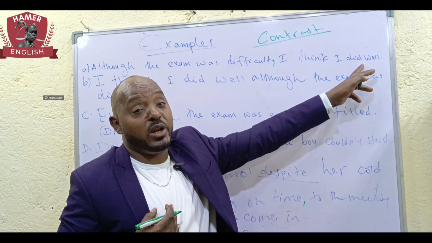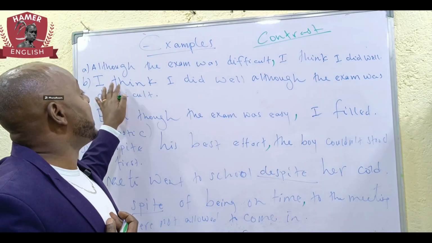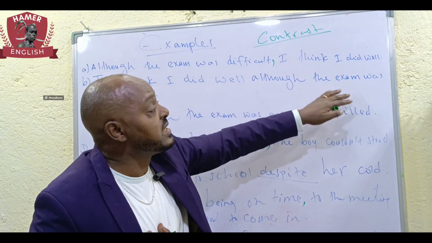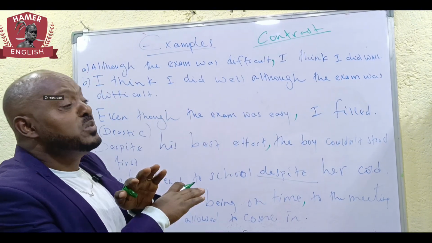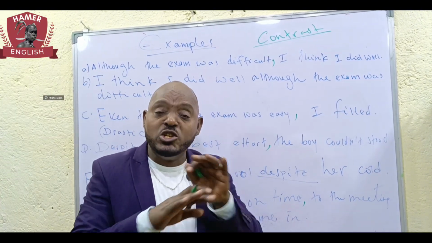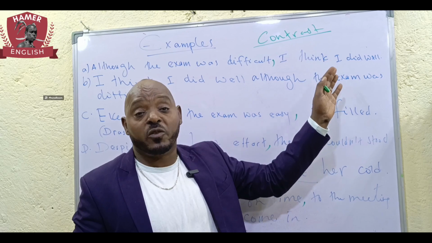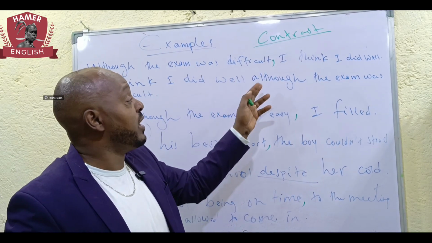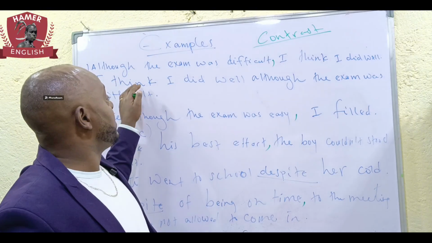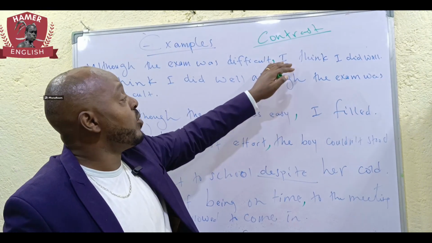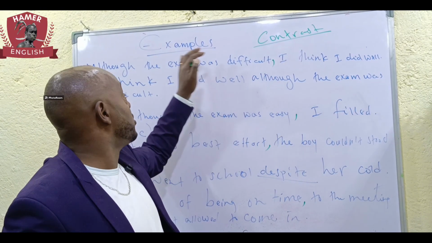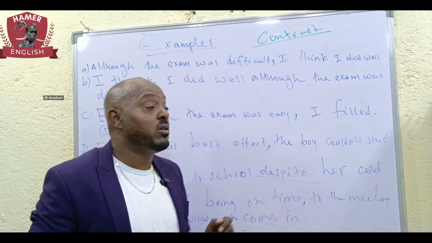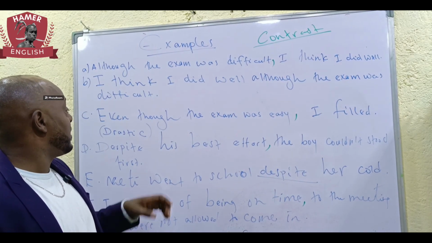Two ideas that do not match: the exam is difficult, but he did well, right? We can also say, I think I did well although the exam was difficult. There is no meaning difference, only a structure difference. Look, if we start with although, there is a comma; here there is no comma.